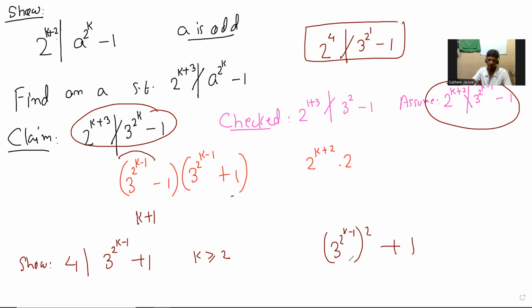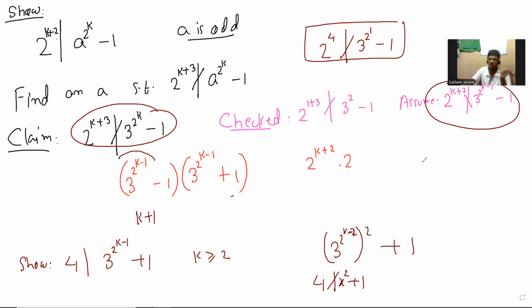Okay. And k is at least 2. So, I mean, this will be k minus 2. So here k is at least 2. Then it's a perfect square plus 1. So it is just some x square plus 1. I can write it because k is at least 2. Now this is easy to show is not divisible by 4.